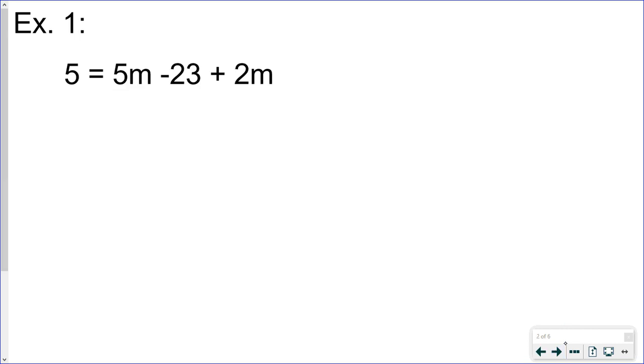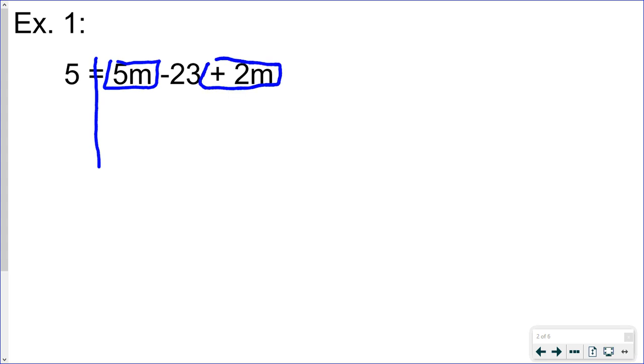So let's look at an example. Step 1 is distribute if necessary. There's no distributive property involved here. So we move to step 2, to combine like terms. If I look on the right side of the equation here, I have a 5m and a 2m that I can combine together. So I'm going to combine the 5m and the 2m.